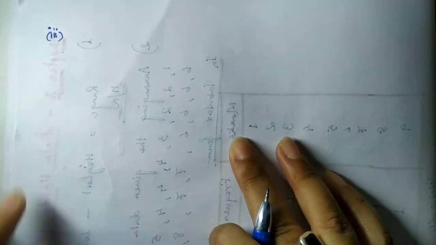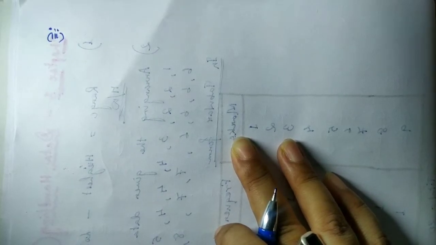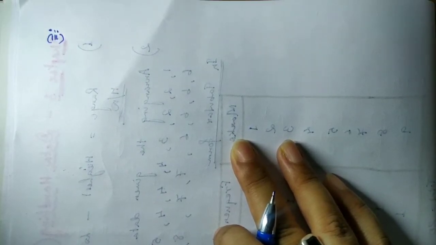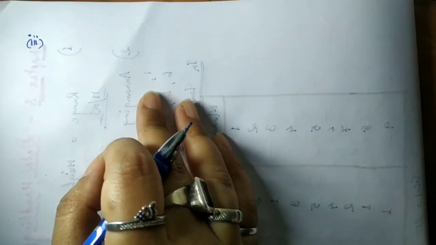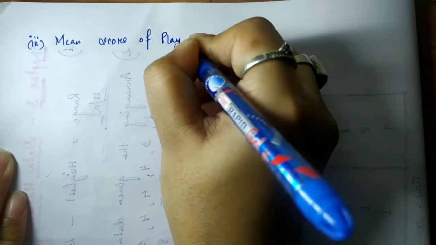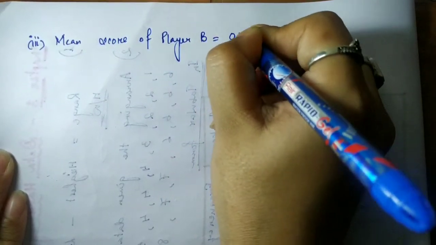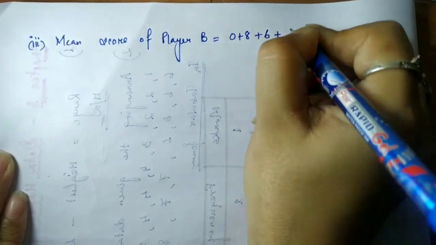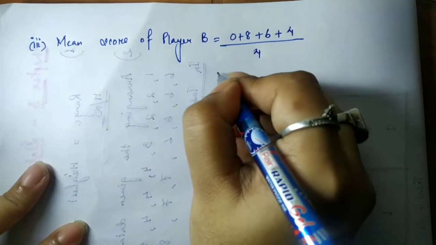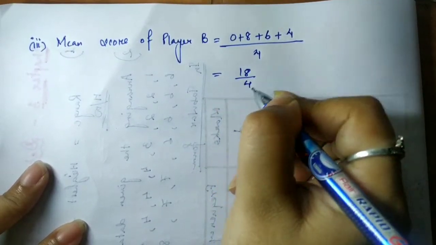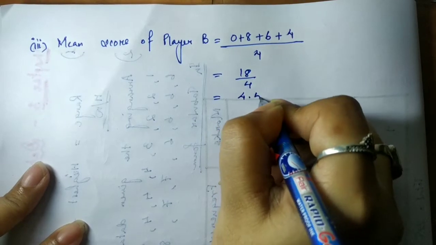Let's see what's given in question number 3. B played in all 4 games. How would you find the mean? So how would we find the mean of player B? Again we'll add all the scores, and since B played all the 4 games, it will be divided by 4. So we'll write down: mean score of player B is equal to 0 plus 8 plus and so on, because in the first game the player scored 0, obviously even if he played, divided by 4. So you get 18 by 4, which is equal to 4.5.